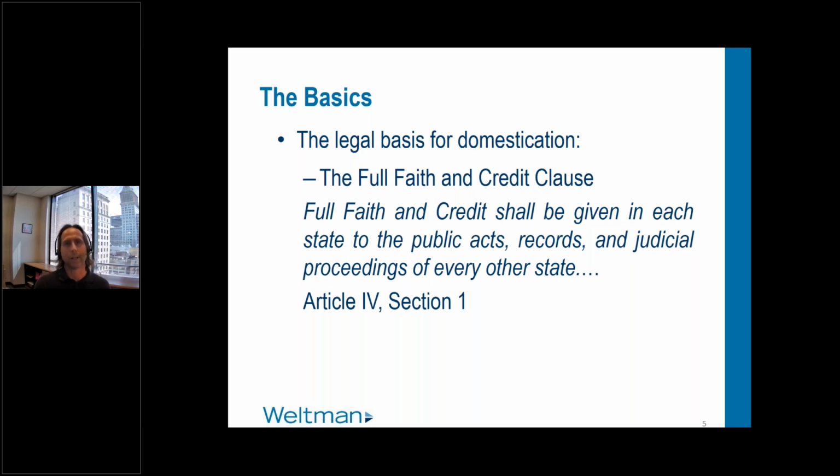There is a provision in the Constitution, Article 4, Section 1, called the Full Faith and Credit Clause. And that reads, "Full faith and credit shall be given in each state to the public acts, records, and judicial proceedings of every other state." That's been interpreted over the years to include judgments. And so that is where the original basis for being able to domesticate a judgment in another state comes from: the Full Faith and Credit Clause.